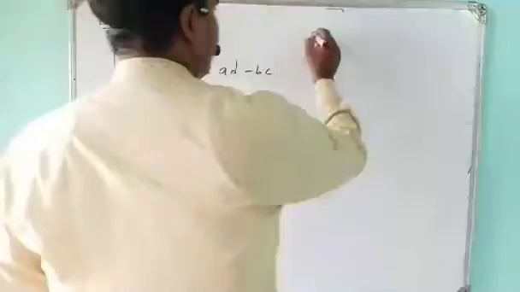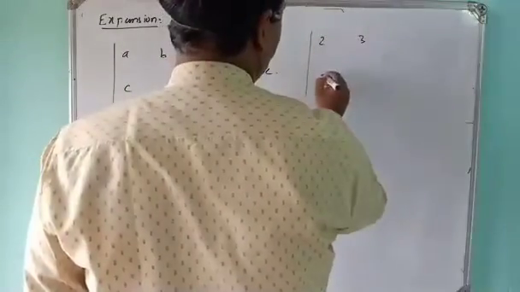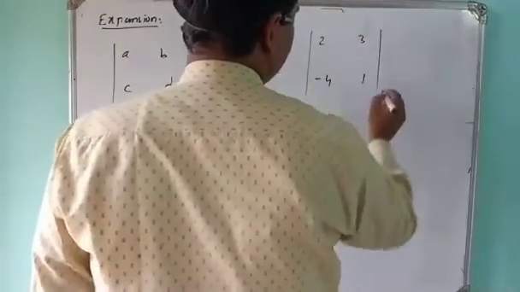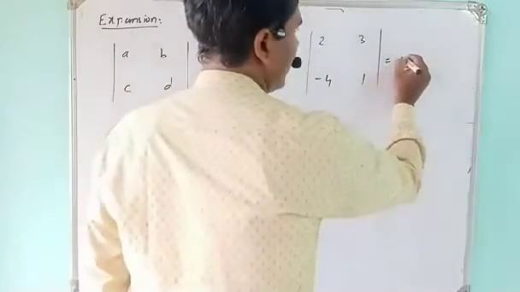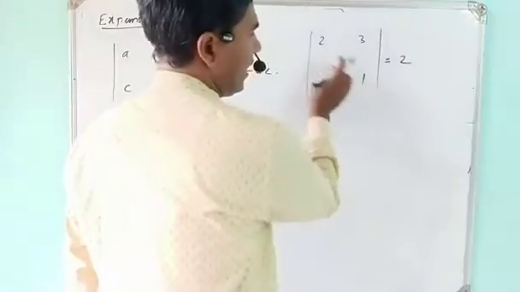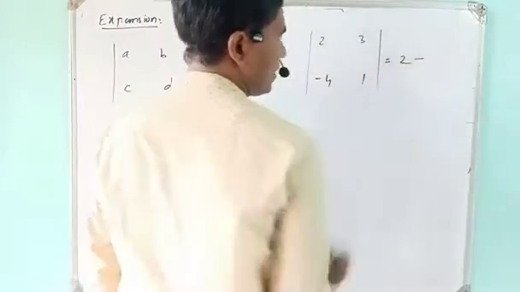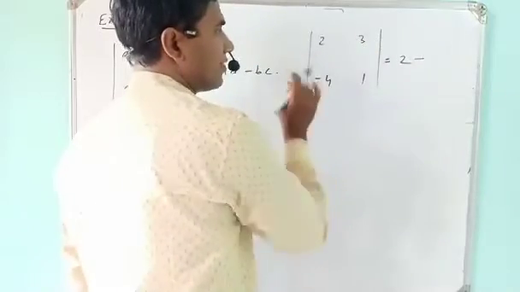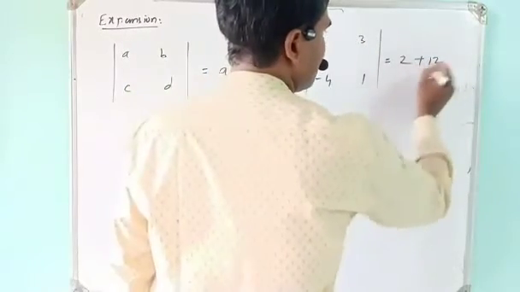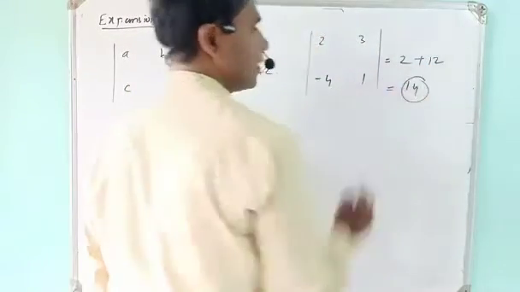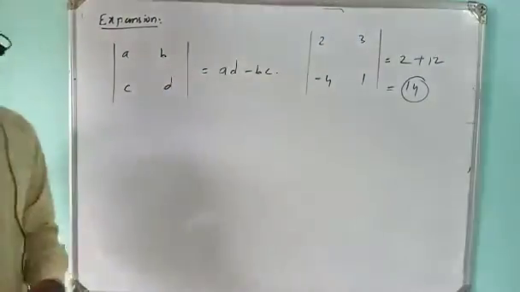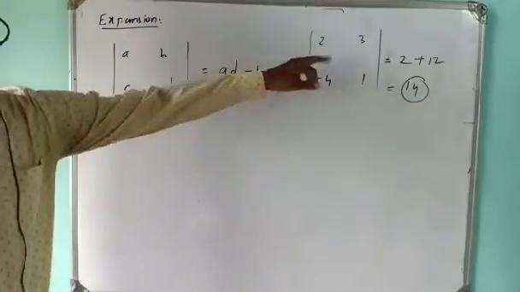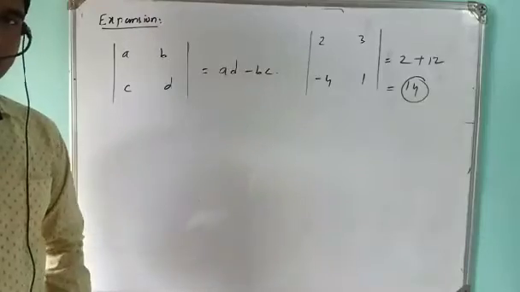For example, there are the numbers 2, 3, minus 4, 1. How to expand this one? AD minus BC. 2 into 1, 2. That is A into D. Formula's minus. 3 into minus 4, minus 12. Minus minus becomes plus 12. 12 plus 2, it is equal to 14. It is an example that you have already done in standard 10th.